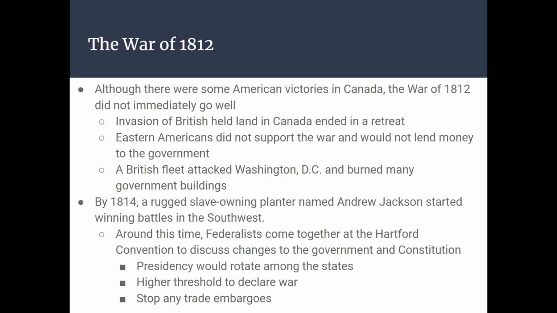Around this time, the Federalists, who are not in power and who are against the war, come together in Hartford, Connecticut, to discuss how they want to change the government and change the Constitution. They feel like they don't have any power. And so they say things like the presidency should rotate among the states, meaning if there was one president from Virginia, the next president cannot be from Virginia. They say they should have a higher vote threshold to declare war. They should stop trade embargoes. And they say all these things that they want to happen, but none of it actually does happen. And when that takes place, it shows that the Federalists really don't have any power. And this is going to be the beginning of the end of the Federalist Party.